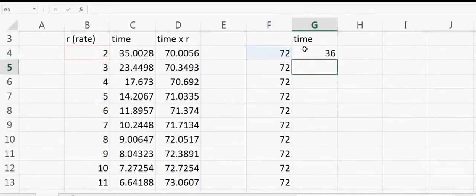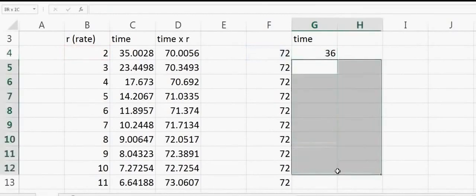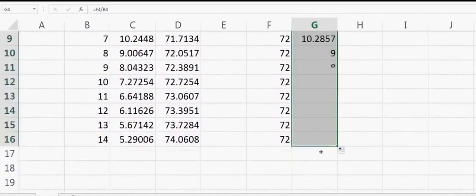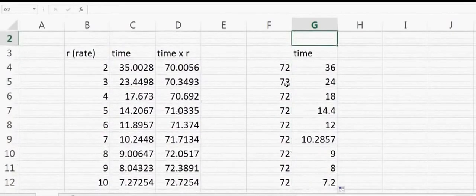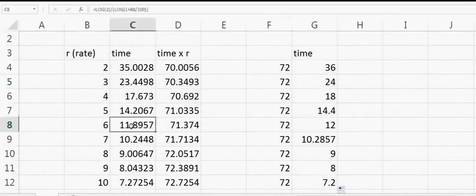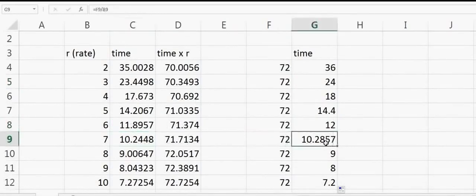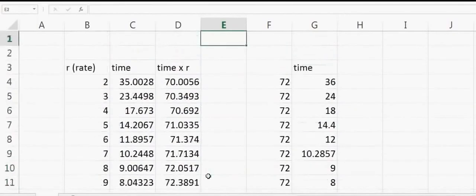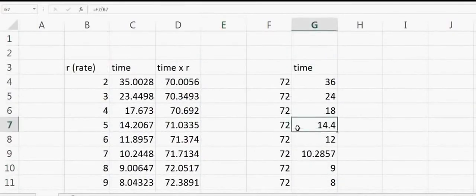So now you can see that I get numbers which are very close to the actual time it should be. So suppose here it is 11.89, but here I get 12. Here it is 10.244, I get 10.28. So this is a good approximation. Instead of doing this complicated calculation, we can just get an approximation using this trick.